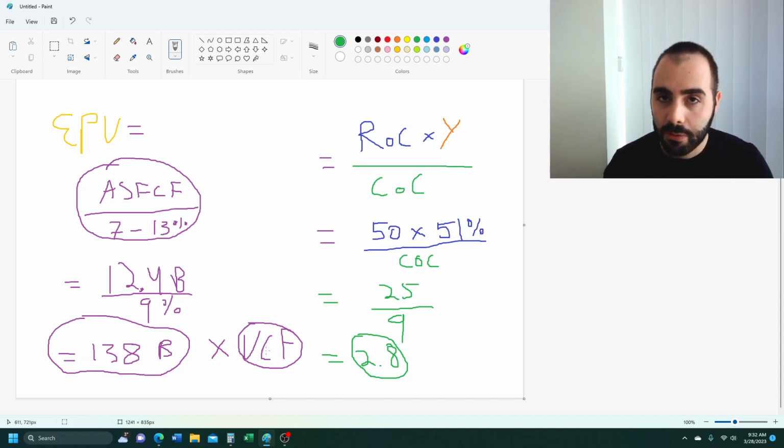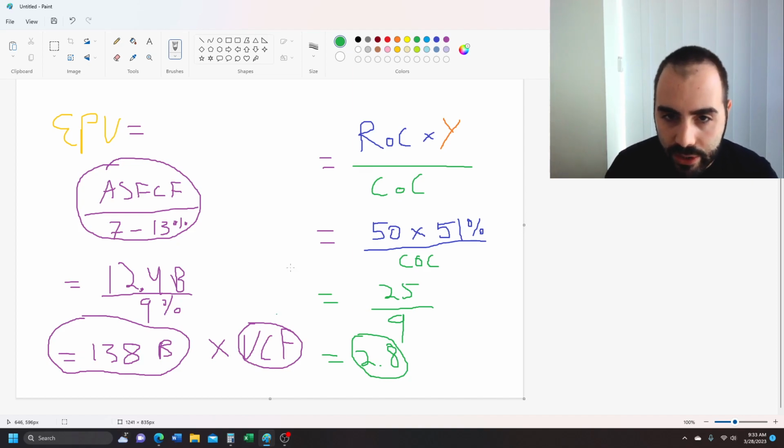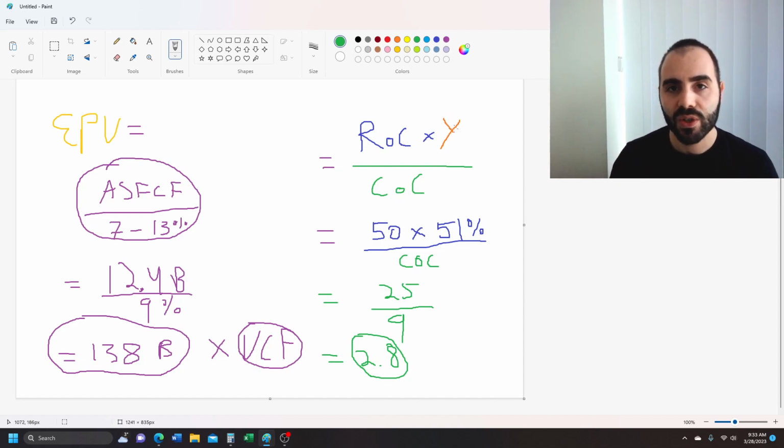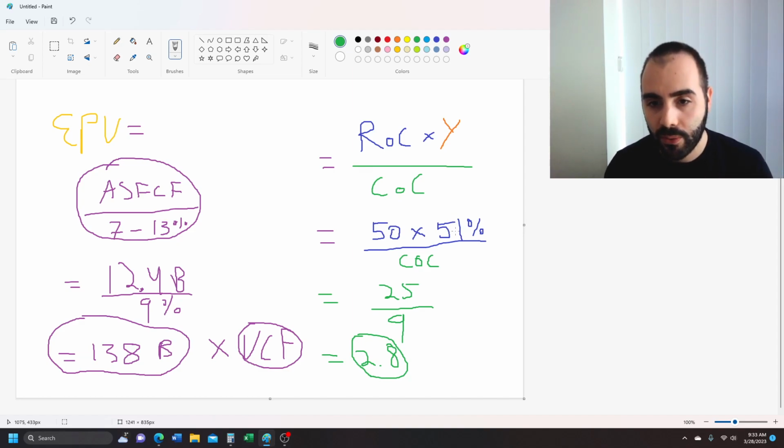Remember, we only multiply the earnings power value by the value creation factor if the return on capital is consistently higher above the cost of capital. The value creation factor is the return on capital multiplied by the percentage of the free cash flows that are reinvested back into the business and not paid out as dividends. So our return on capital for Home Depot was 50%, and the reinvestment rate was 51%. That gives us about 25%, and we have to divide that by our cost of capital, which we said was 9%. That gives us a value creation factor of 2.8.